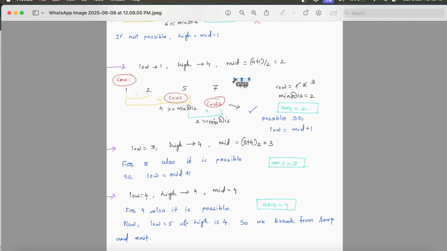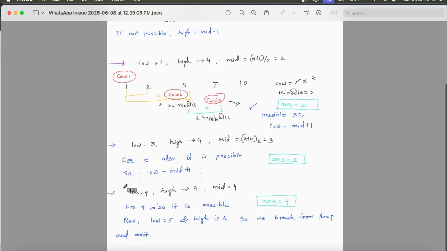But now for 10, if we try to keep, what is the distance between 5 and 10? It is 5. 5 is greater than or equal to 3. So yes, it is satisfying. So we will update our answer, and again we will shift our low to mid plus 1. Now low is basically 4, high is basically 4, mid is basically 4.